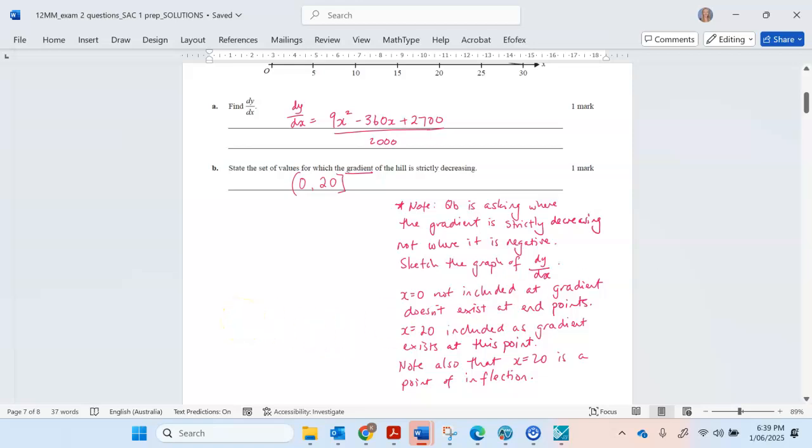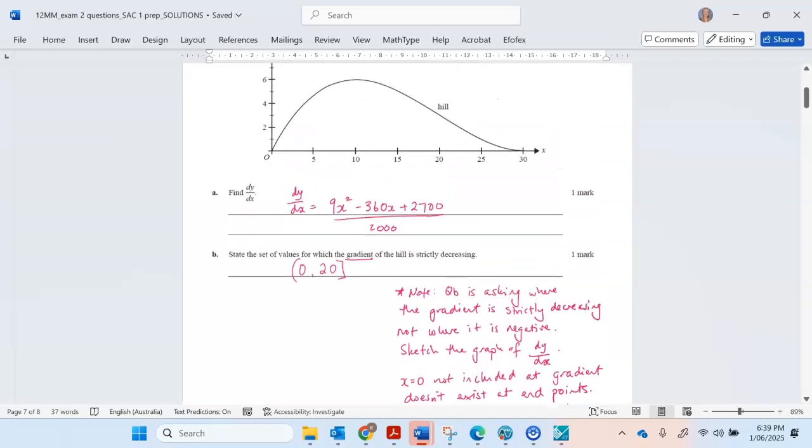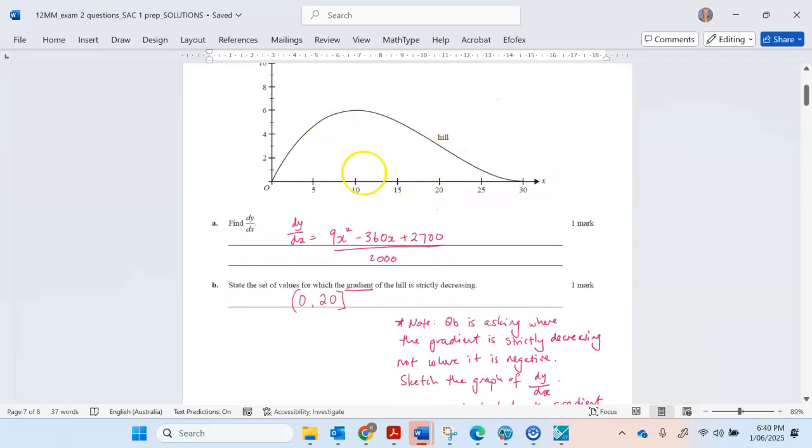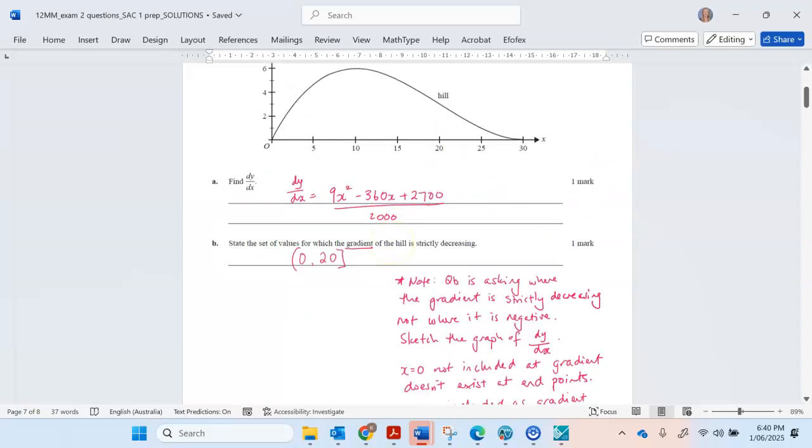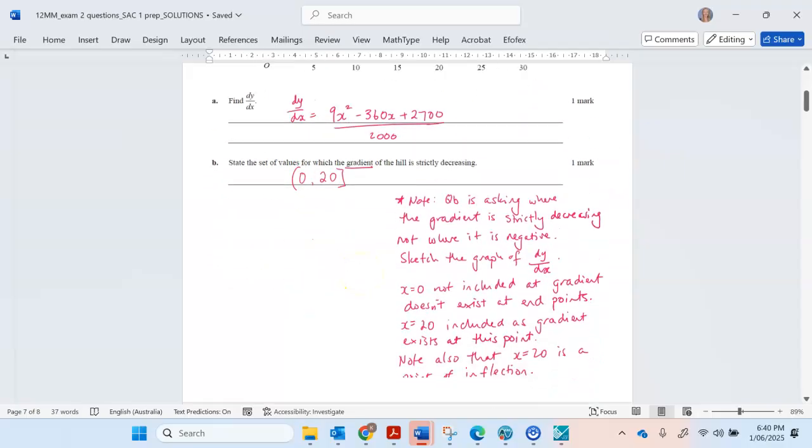Where the gradient is strictly decreasing, not where it is negative. Remember I said that before. So sketch the graph of the gradient function, which we just did. X equals 0 is not included, as the gradient doesn't exist at endpoints, but x equals 20 is included as the gradient exists at this point. Note also that x equals 20 is a point of inflection. If we look at this graph, it's concave up until we get there, and then concave down. So not done well with the brackets for that question.